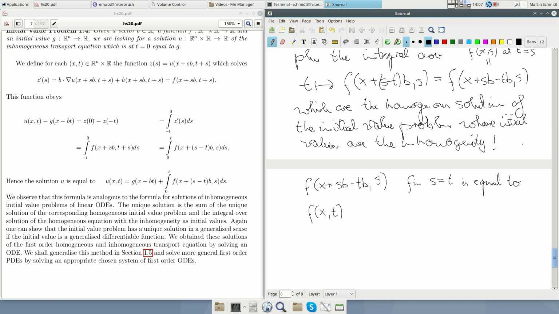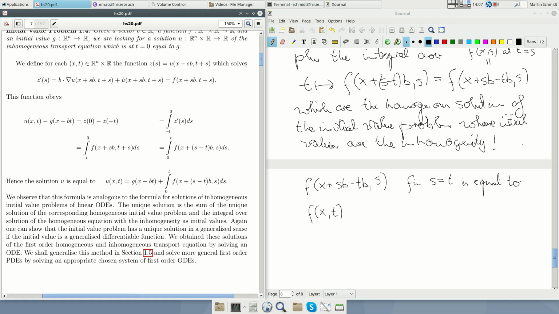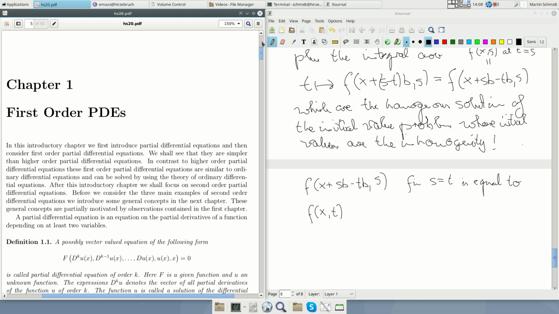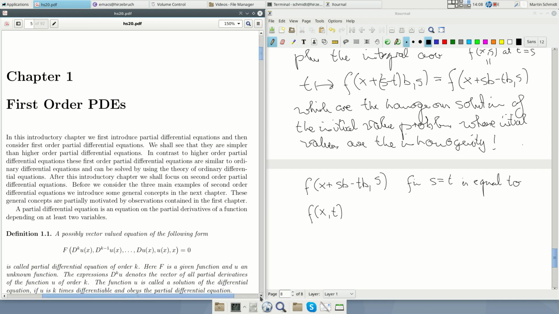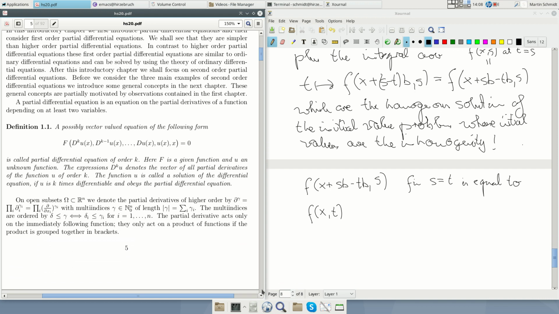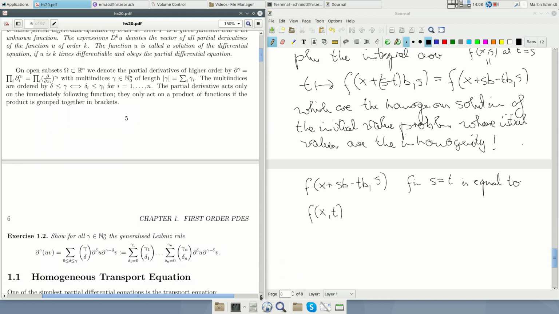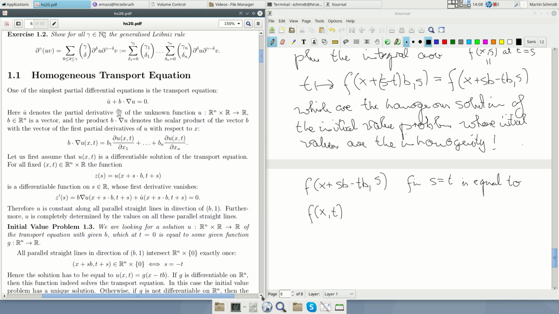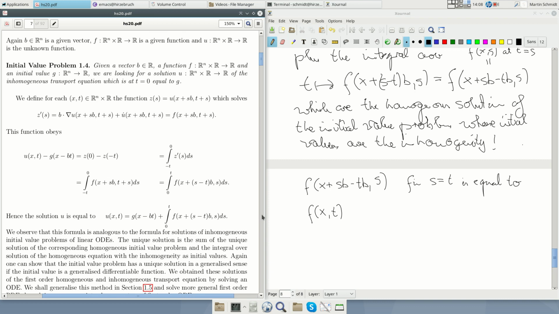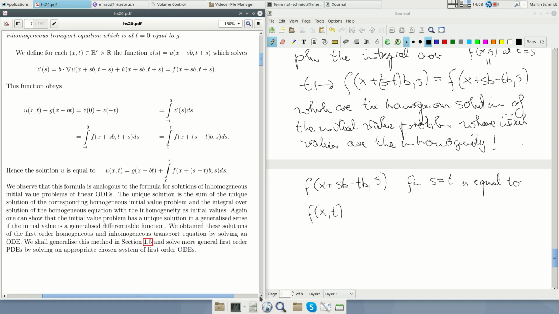Okay, so now let's recall what we have done today. We first gave some overview over the whole lecture. Then we introduced what partial differential equations mean. We introduced some notation. And then we came to the first simple examples, the homogeneous transport equation. We solved it by the method of characteristics, and then we understood how the same method applies also to the inhomogeneous transport equation. Okay, thank you.